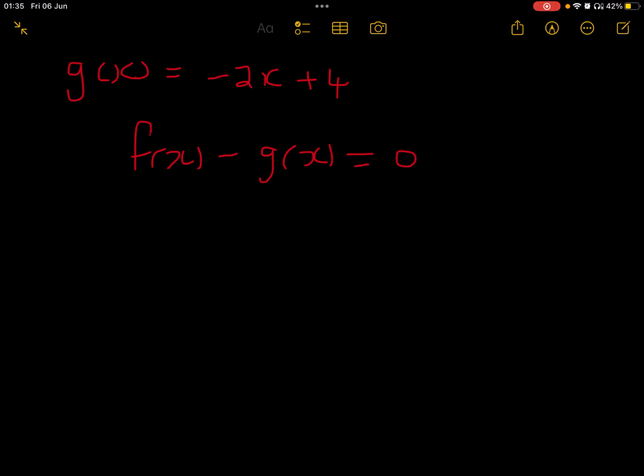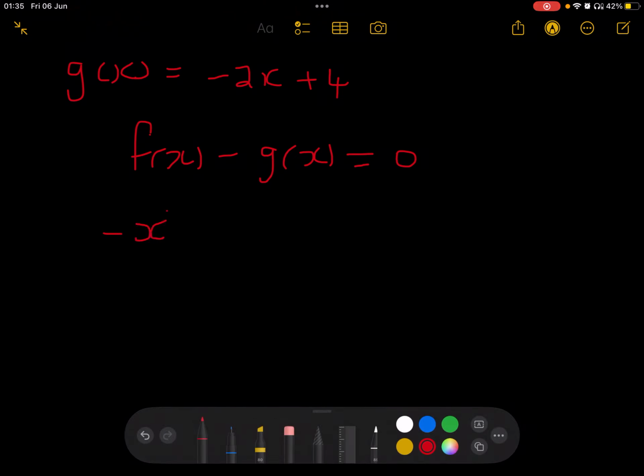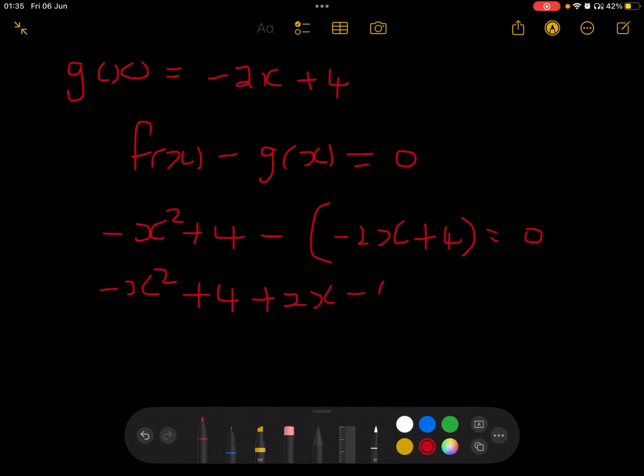Now the graph of f of x is given by negative x squared plus 4 minus, in brackets, negative 2x plus 4 equals 0. Now we simplify this. Negative x squared plus 4 plus 2x minus 4 equals 0. And then this becomes negative x squared, 4 minus 4 is 0, plus 2x equals 0.